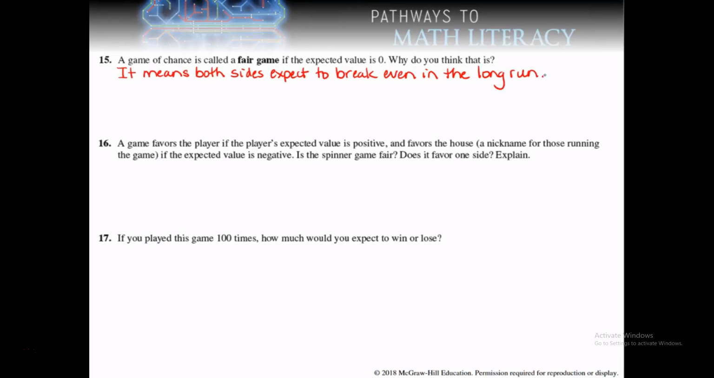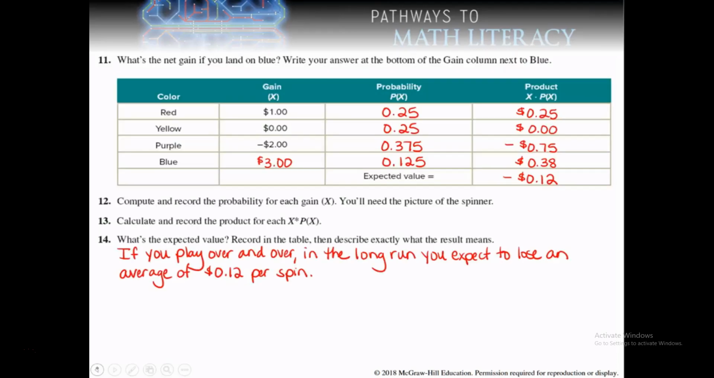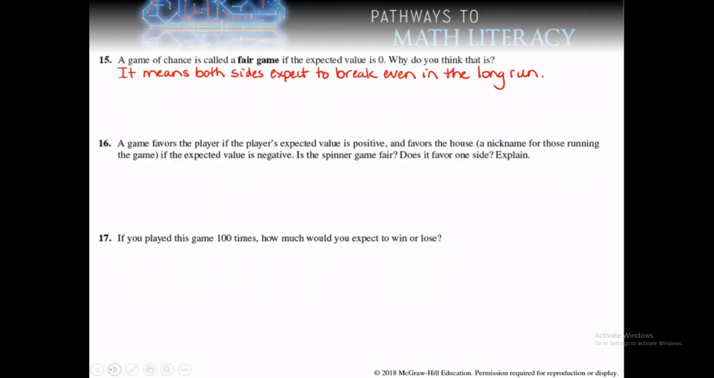In 16, from the player's perspective, a game favors the player if their expected value is positive and favors the house if their expected value is negative. Is the spinner game fair? Well, looking back at the expected value, we found that it was -12 cents. So that is not a fair game, and it favors the house because it means that the player expects to lose money in the long run.